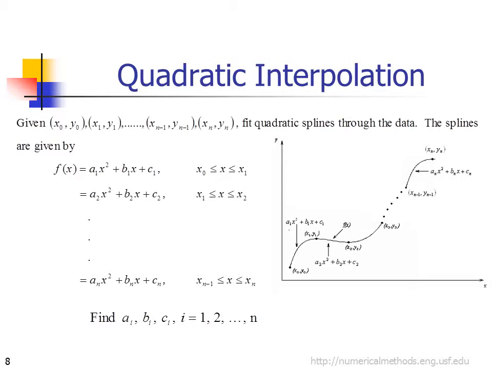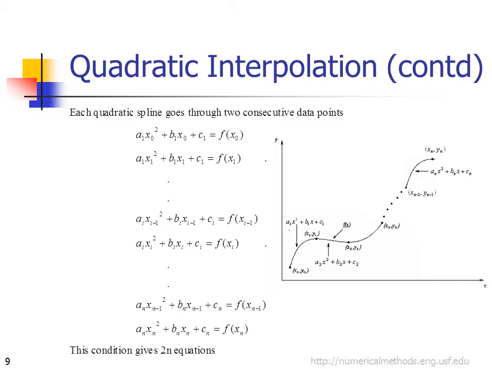So how can we fit the data with quadratic splines? Let there be n data points. Between each spline there are 2 points which join a spline. Let them be x0 and x1, and similarly another spline x1 and x2, then another spline x2 and x3, and so on to xn minus 1 and xn. Here a, b, c are unknowns. We have to find the values of a, b, c, put them in the equation, and then interpolate our value for the unknown.